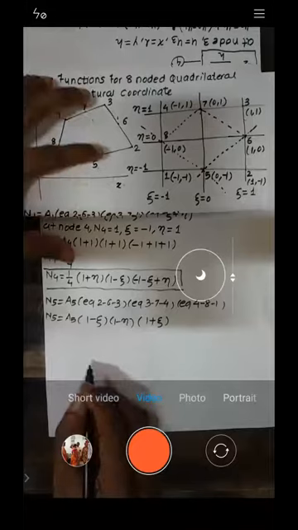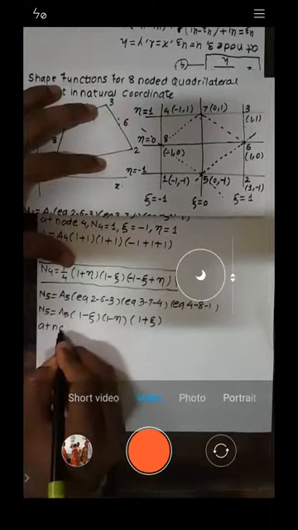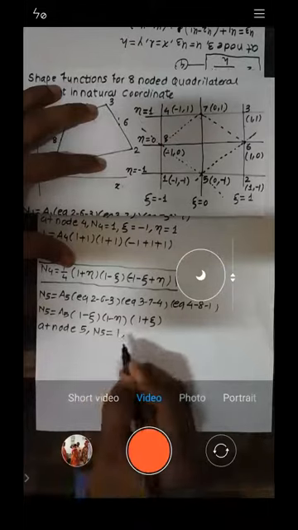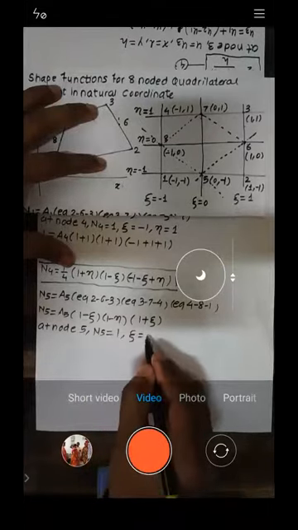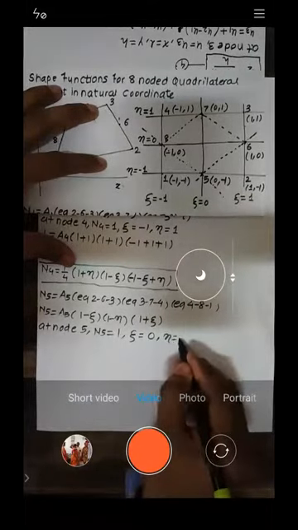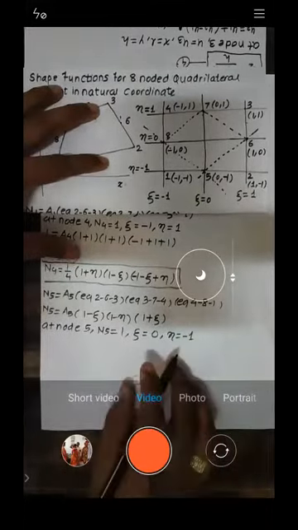Is it okay? So let's put. At node 5, N5 is equal to 1, right? Zeta is equal to 0, and eta is equal to -1. So let's put that value.